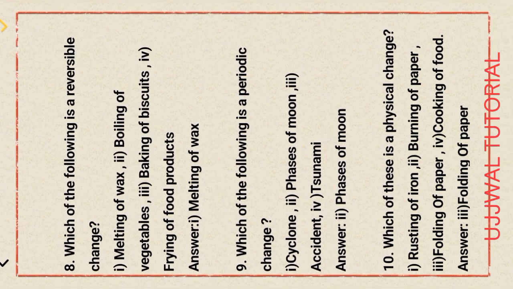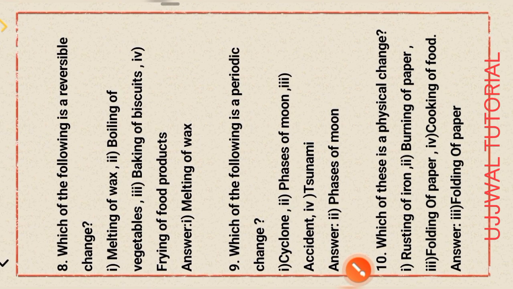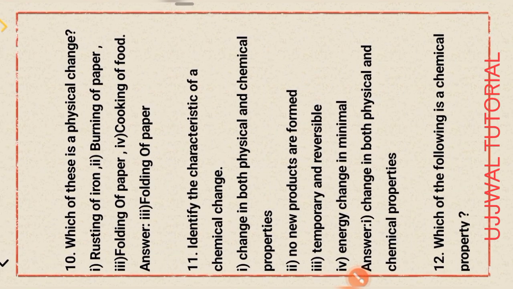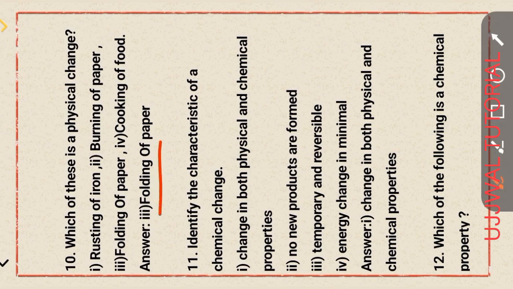Next question number 10. Which of these is a physical change? Folding of paper. Folding of paper is a reversible physical change. But rusting of iron is a chemical and irreversible change. Burning of paper, chemical and irreversible change. Cooking of food, chemical and irreversible change.